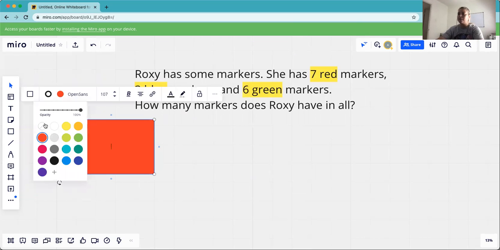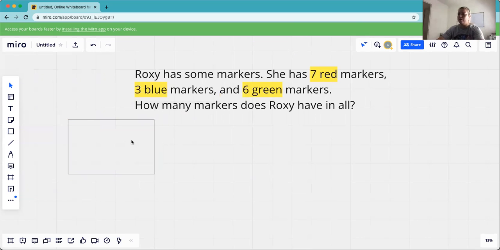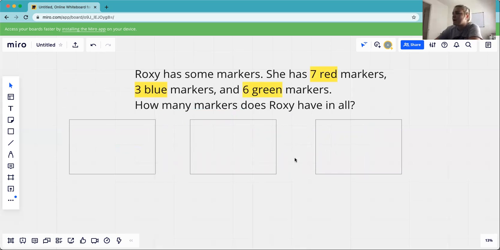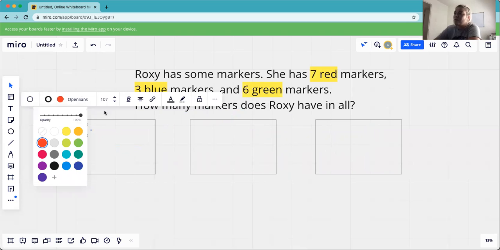Again, if you have to pause it and draw it, it is totally fine. If I'm going too fast, just go ahead and pause, and you can go ahead and finish what you're doing and then come back into the video. Alrighty, so I have my 3 boxes. So I'm going to put my 7 red markers in there and I'm just going to use my chips right here, my counters. And I'm actually going to do it in a tens frame way.